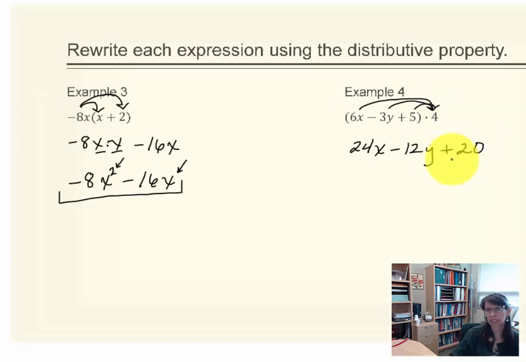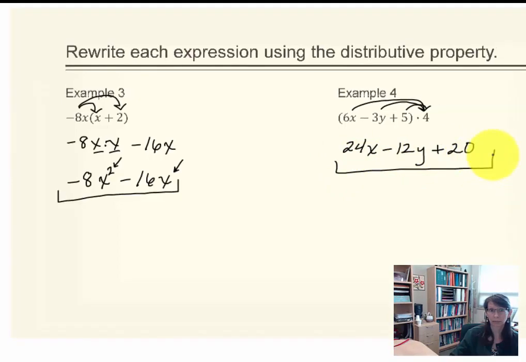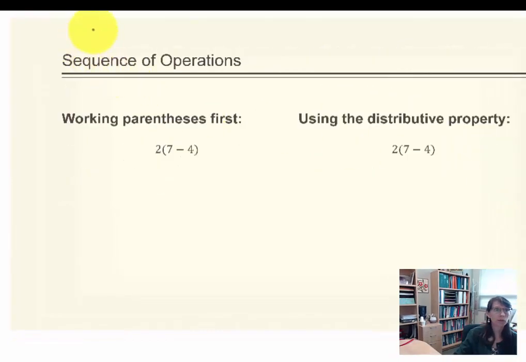Now look carefully at each of these terms you generated. 24x minus 12y, x and y are not the same, so those cannot be simplified anymore. And the last term doesn't even have a variable. So this is our final answer, 24x minus 12y plus 20. Now you might be wondering if the sequence of operations will make any difference in what the final answer is going to be.